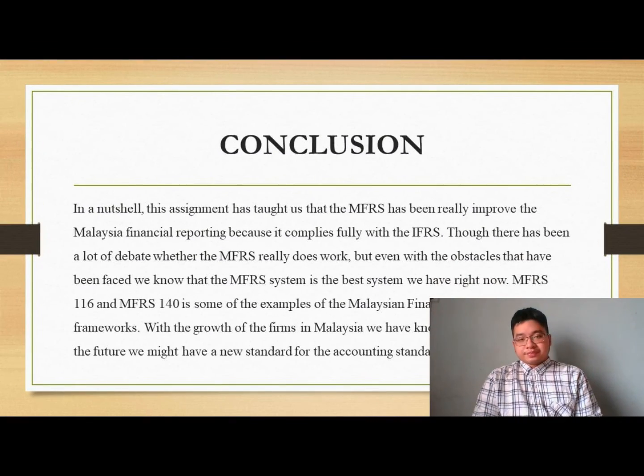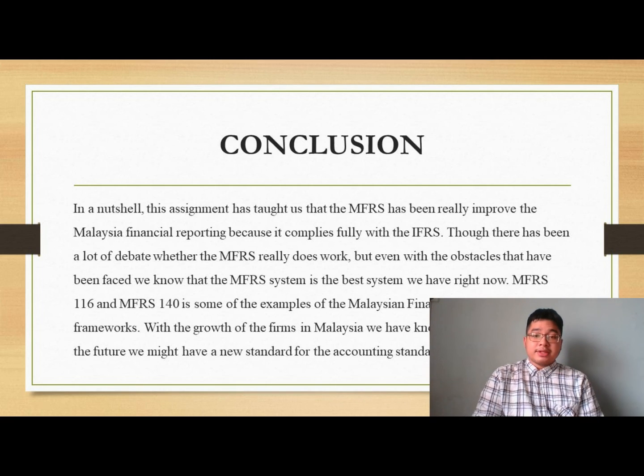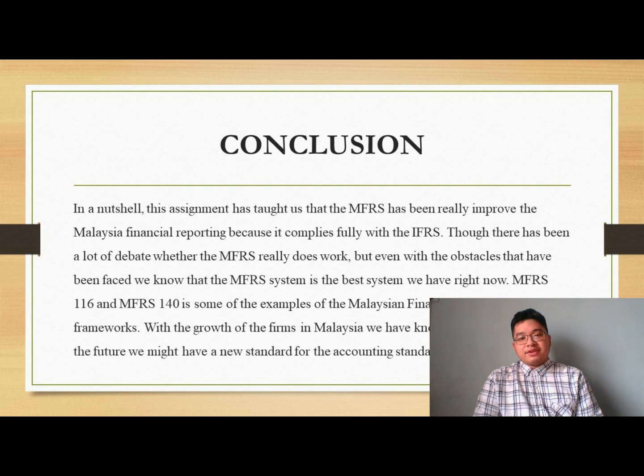The conclusion. In a nutshell, this assignment has taught us that MFRS has really improved Malaysian financial reporting because it complies fully with IFRS. Though there has been a lot of debate on whether MFRS really works, even with the obstacles that have been faced, we know that the MFRS system is the best system we have right now.